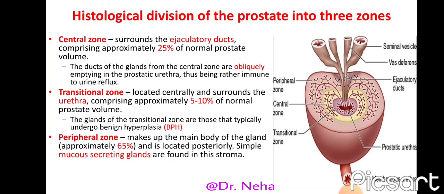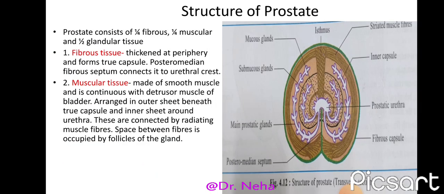Second is the transitional zone. It is the innermost zone. It is located centrally and surrounds the urethra. It comprises 5 to 10% of the normal prostate volume. It is the zone which undergoes benign hyperplasia. Then the peripheral zone, this is the outermost zone. It makes up 65% of the gland and it is made up of mucus secreting glands.